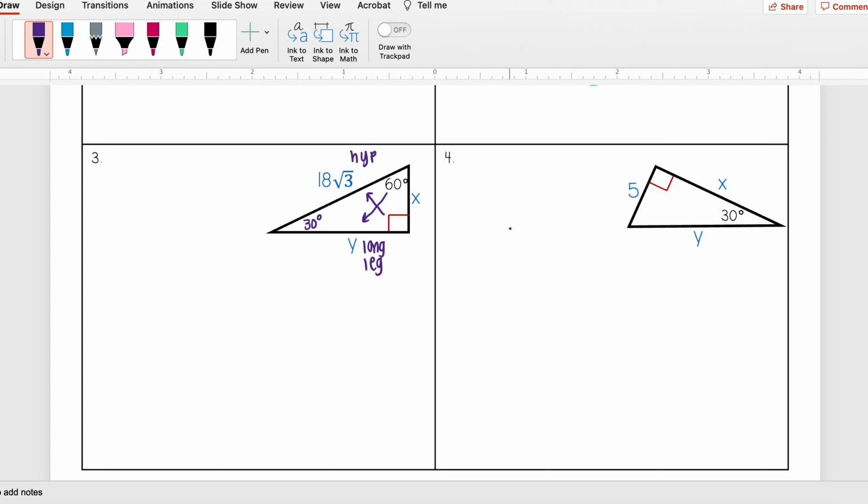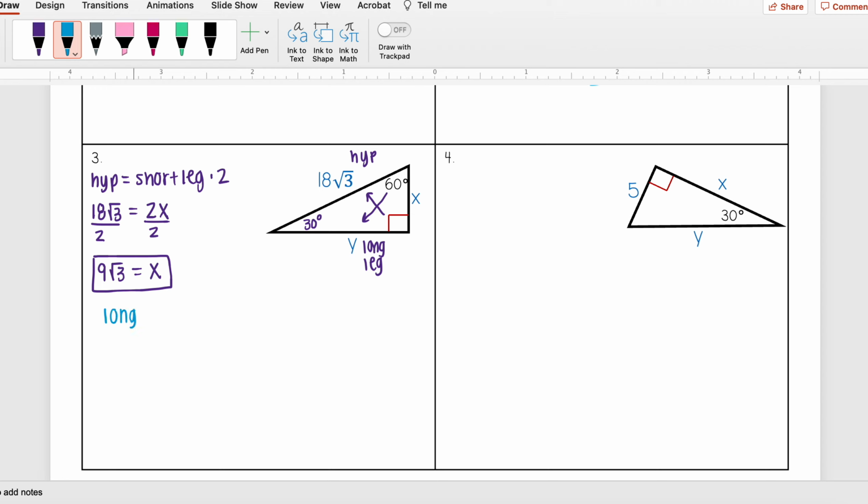Figuring out which equation to start with, I see that I'm given my hypotenuse, so I'm going to start with that hypotenuse equation. So I have hypotenuse is equal to short leg times 2. My hypotenuse is 18 square root of 3, so I have 18 square root of 3 is equal to my short leg, which is x, times 2, so 2x. Divide both sides by 2, and I get 18 divided by 2 is 9 square root of 3 is equal to x. So that means that my short leg is 9 root 3.